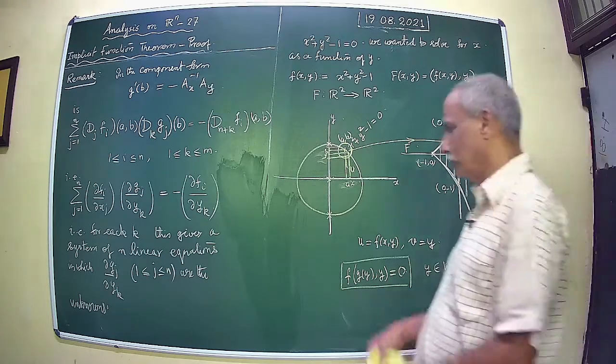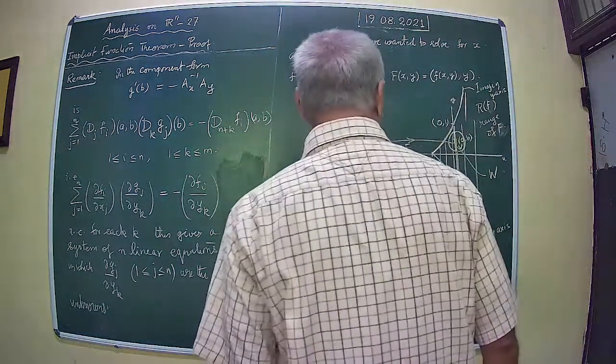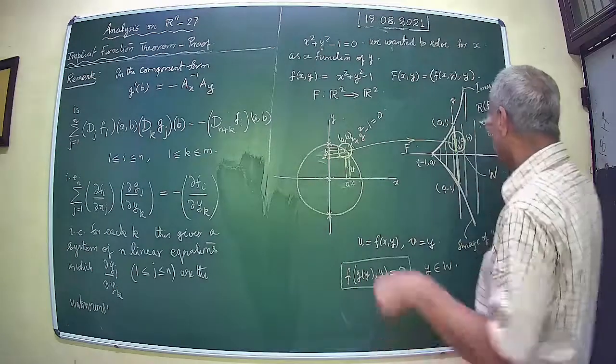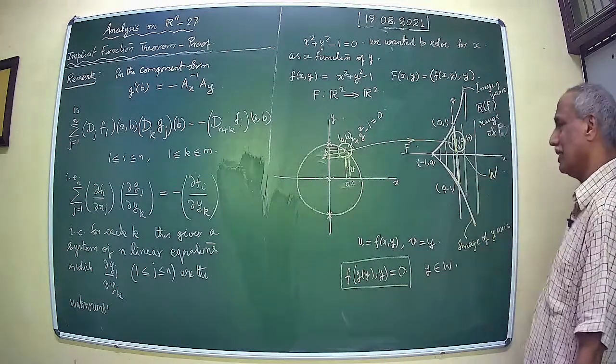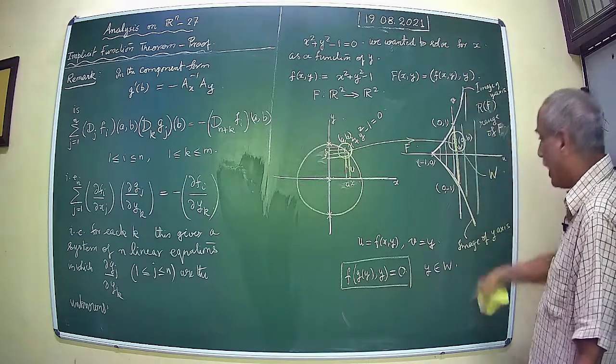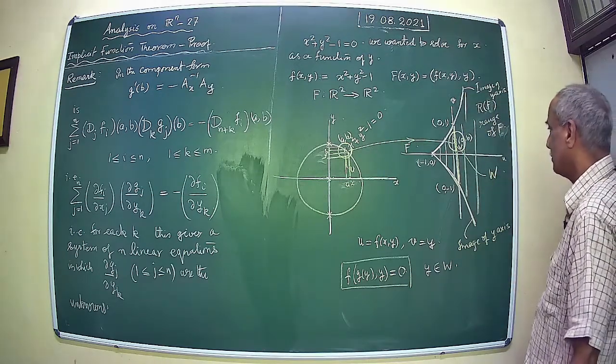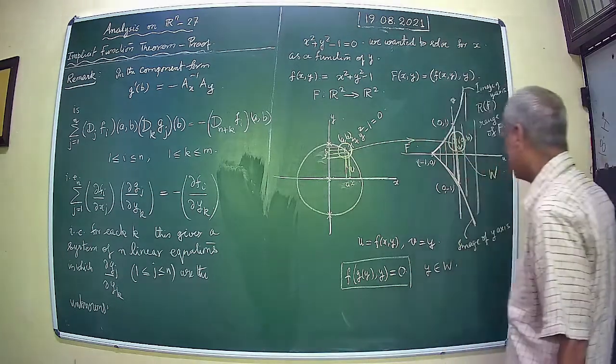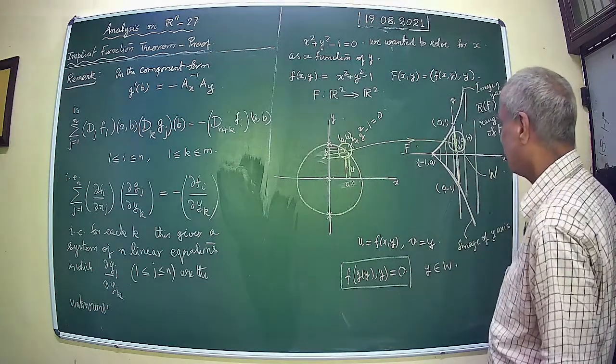In fact, the W becomes essentially the intersection of V with Rn. That is the direct generalization. Here it's the intersection of V with R. Okay? Right? Okay?